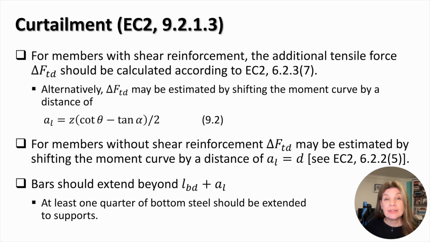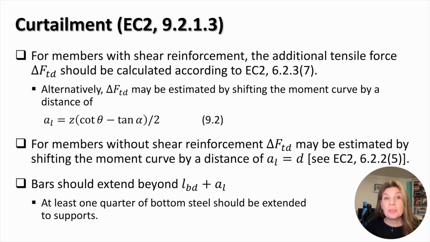The offset of the tensile force envelope should be performed using the additional tensile force, delta FTD, or the distance AL, where AL equals half of the lever arm Z times the cotangent of the strut inclination angle θ minus the tangent of the angle between the shear and longitudinal reinforcement. For members without shear reinforcement, delta FTD may be estimated by shifting the moment curve by a distance A1 equaling the effective depth of the section, D.